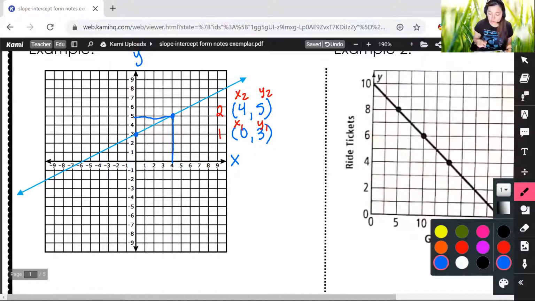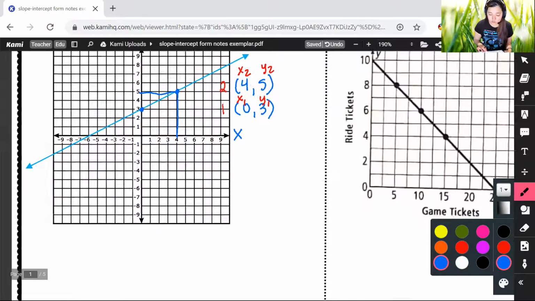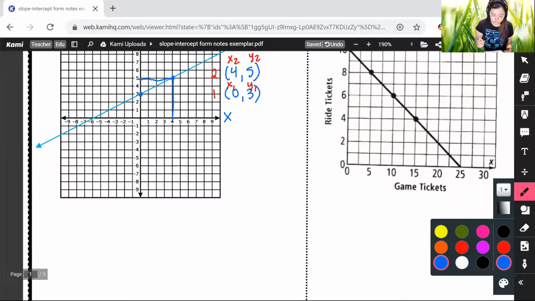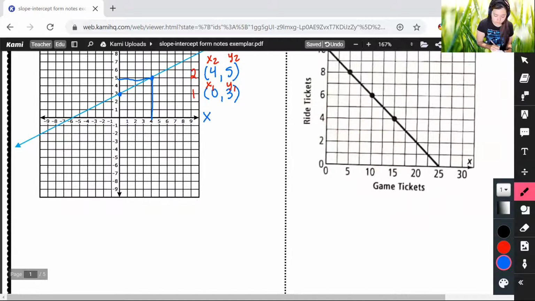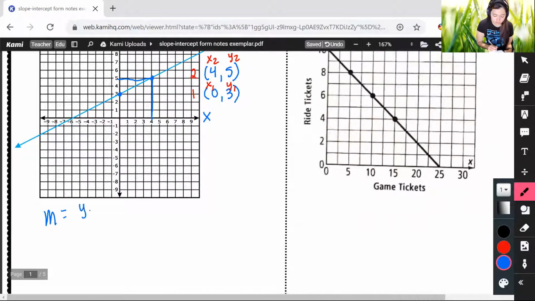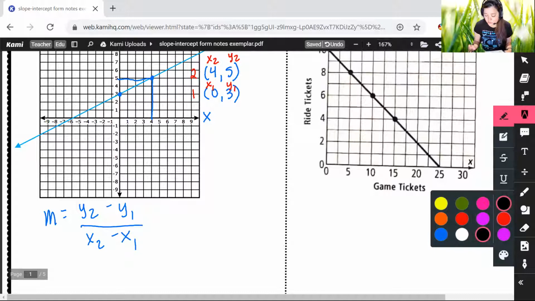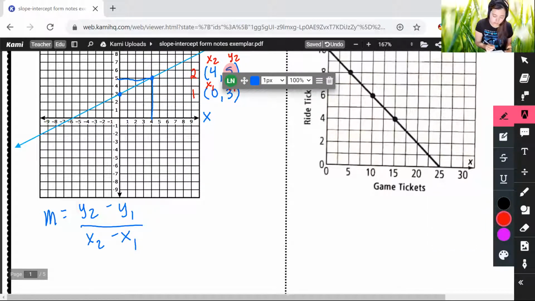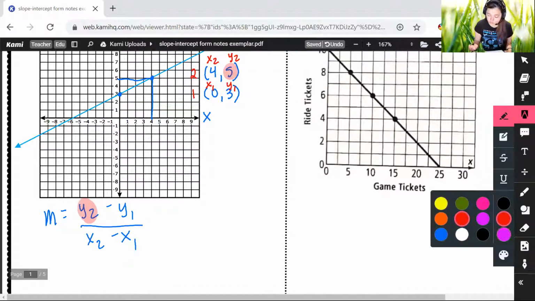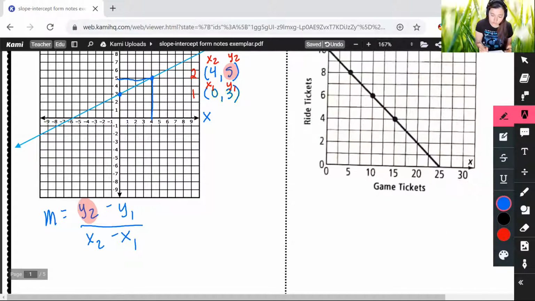Okay, now we have that, we can put that into our equation. m equals y2 minus y1 divided by x2 minus x1. And I'm going to highlight so you can see more easily what is supposed to go where, because that is very important.